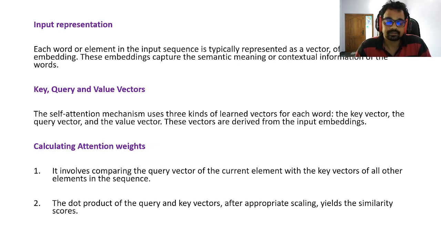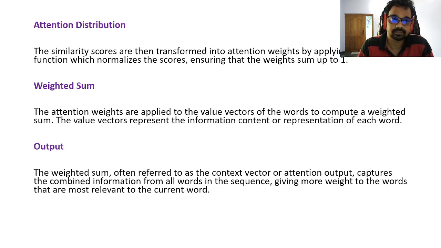Calculating the attention weights: each token will be compared against the other tokens. In the sense, the query vector of the current token will be compared against the key vector of all other tokens in the same sequence. Comparison, mathematically speaking, is a dot product. The dot product of the query vector of the current element and the key vector of all other elements will give a similarity score after scaling. So this is the attention weight.